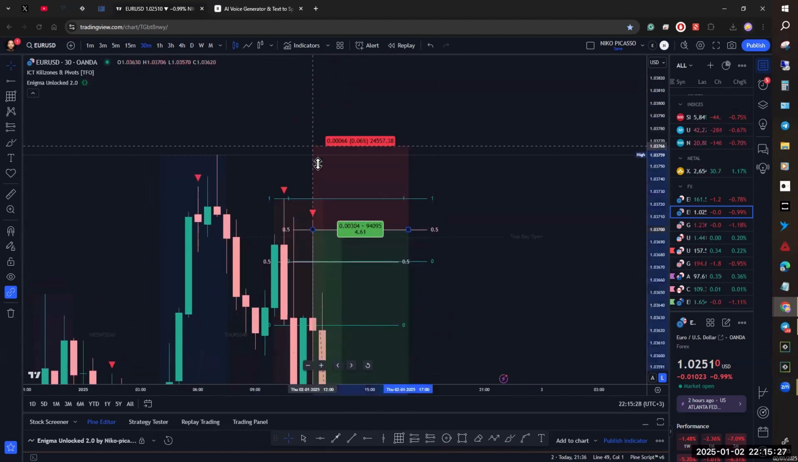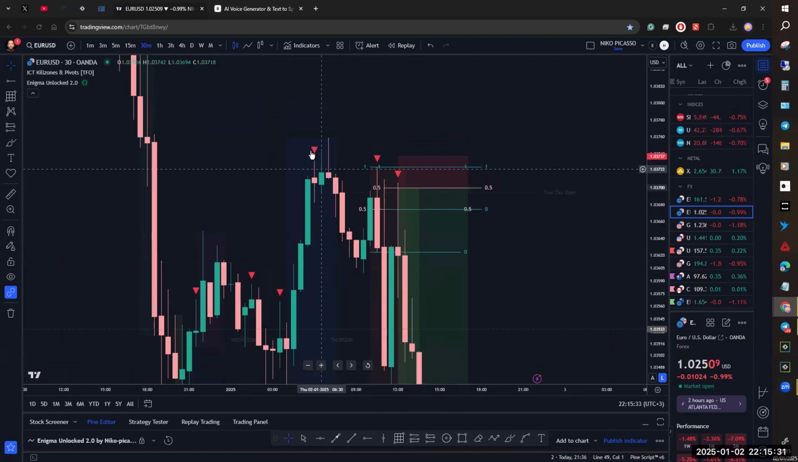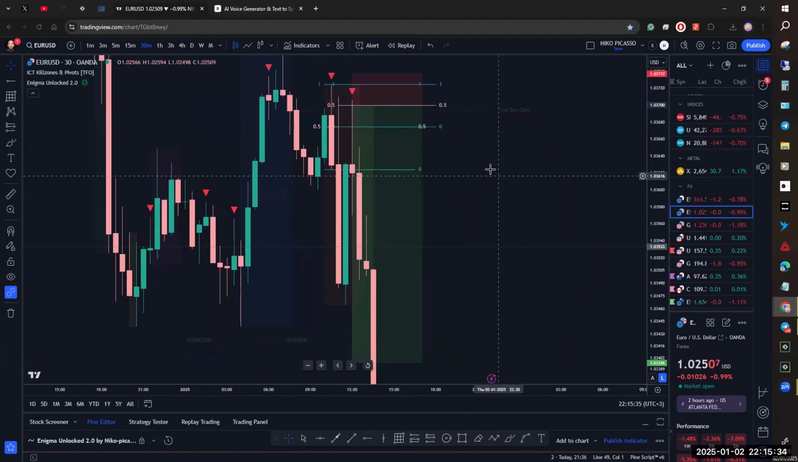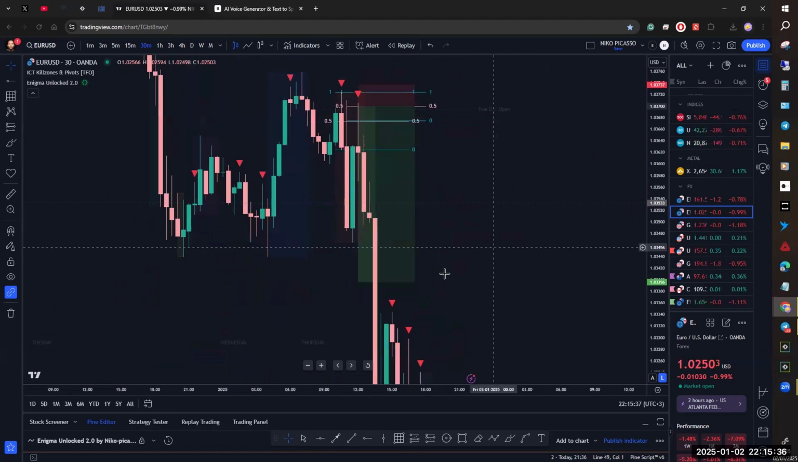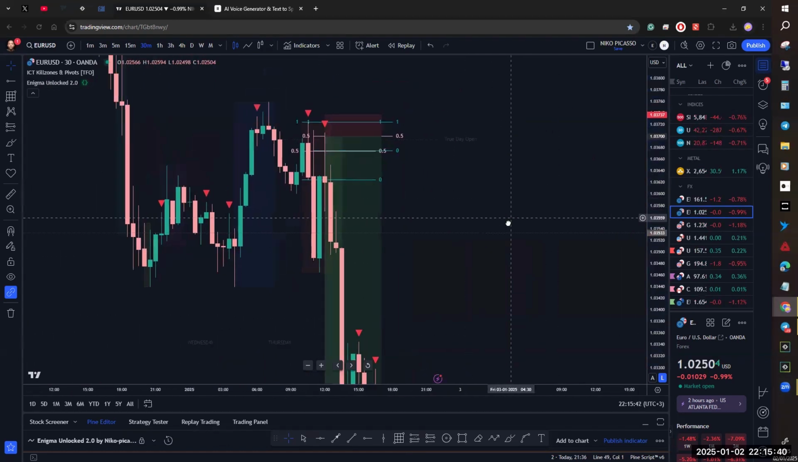So I'm still considering if I'm going to add the Gann automatically with the indicator. But right now, because this is how I use it, I don't mind. So I'm just showing you how I use it personally, right?